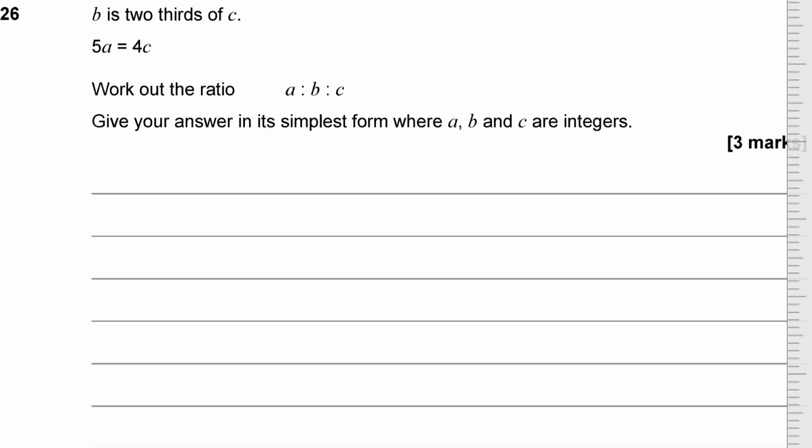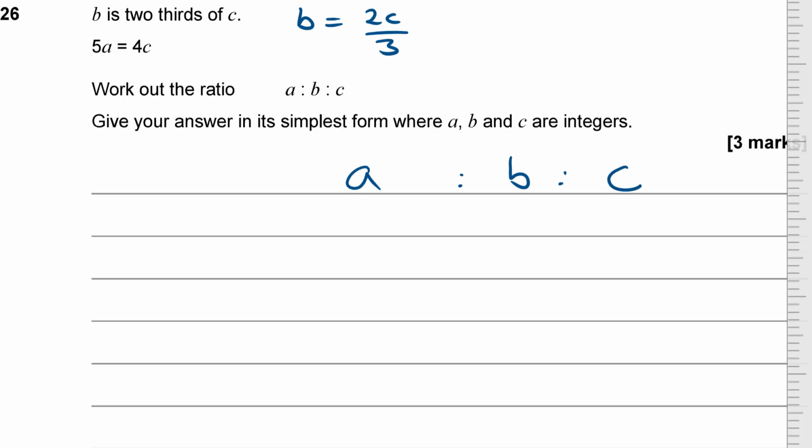Okay, so we've got one equation in a and c, and another equation given as a written thing. But anyway, I can convert that into an equation. b is 2/3 of c, so b equals 2c over 3 then, isn't it? Now what? Work out the ratio of a to b to c.